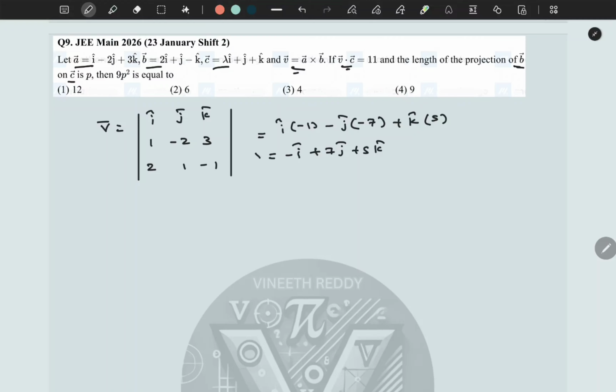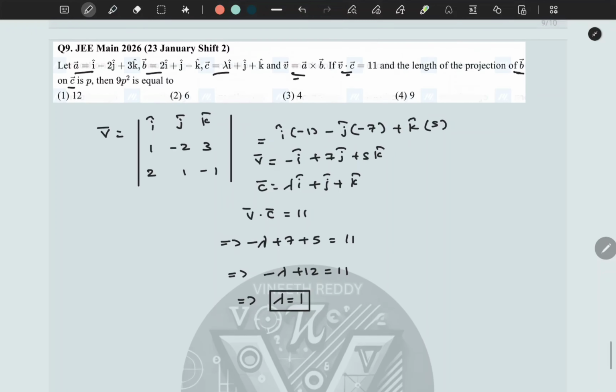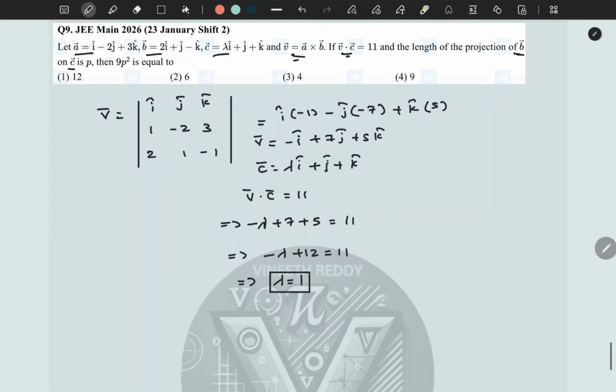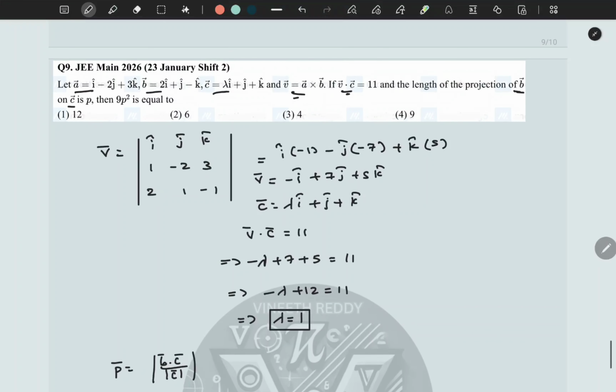Now V dot C. This is vector V and C is lambda i plus j plus k. So what is V dot C equal to? 11. That means I get minus 1 into lambda is minus lambda, plus 7 plus 5 equals 11, right? Correct? So we get minus lambda plus 12 is equal to 11. So I get the value of lambda is 1. Perfect. So length of projection of B on C. Projection of B on C is P, right? So P will be mod of B dot C by magnitude of C, right? And what is B dot C, dear students?